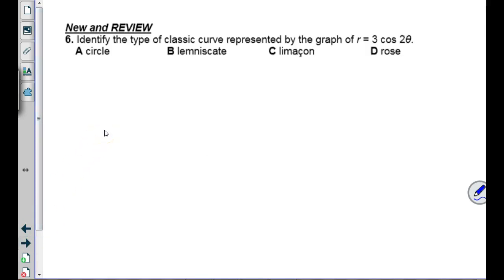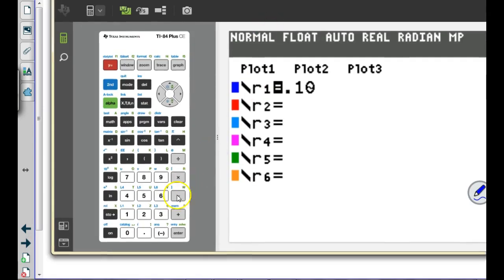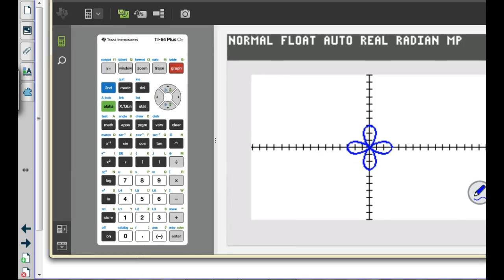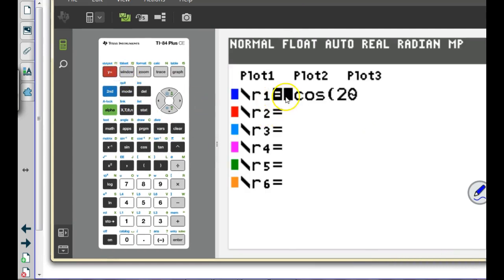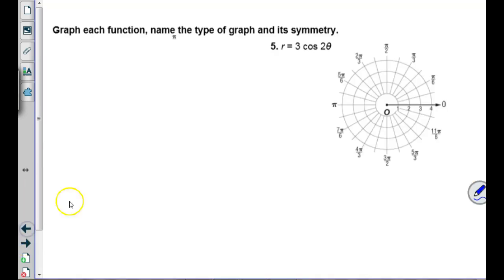Okay. Number 6, 3 cosine 2 theta. If I graph 3 cosine 2 theta, which was like this, whose petals are 3 units long, that's what that front number tells you, how long the petals are. This meant there were 4 of them because it was even. So that was this one, 3 units long, 4 of them.